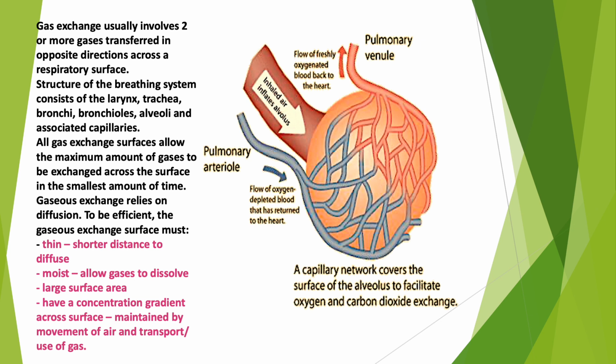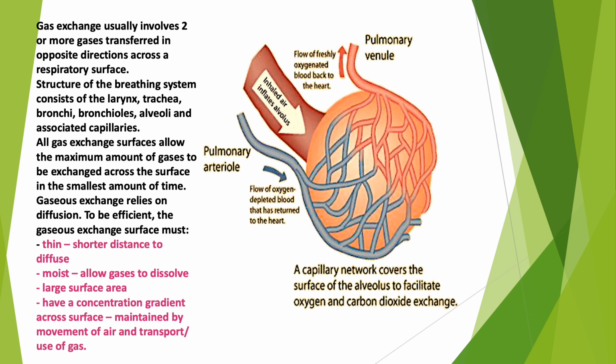The structure of the breathing system consists of the larynx, trachea, bronchi, bronchioles, alveoli, and associated capillaries. You can see the network of capillaries covering the surface of the alveolus in the given diagram.